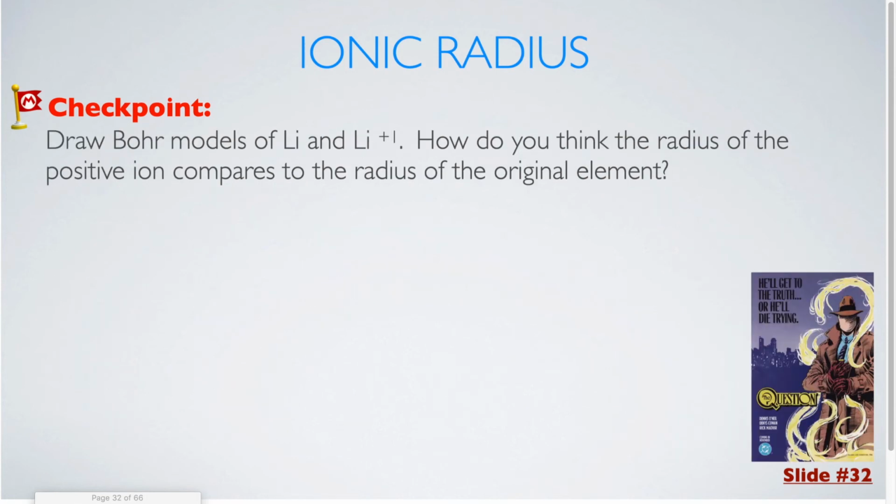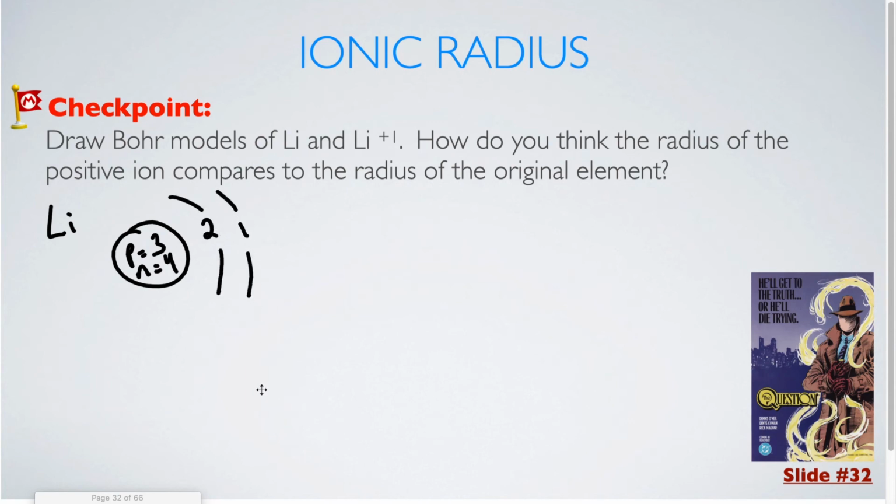In this checkpoint question, we are trying to draw Bohr models for lithium and lithium +1. So we're seeing how it is going to change when it becomes an ion. Now for the lithium, the protons are going to be 3 based on the atomic number, and neutrons are 4. We have 2 electrons in the first shell and 1 electron in the second.